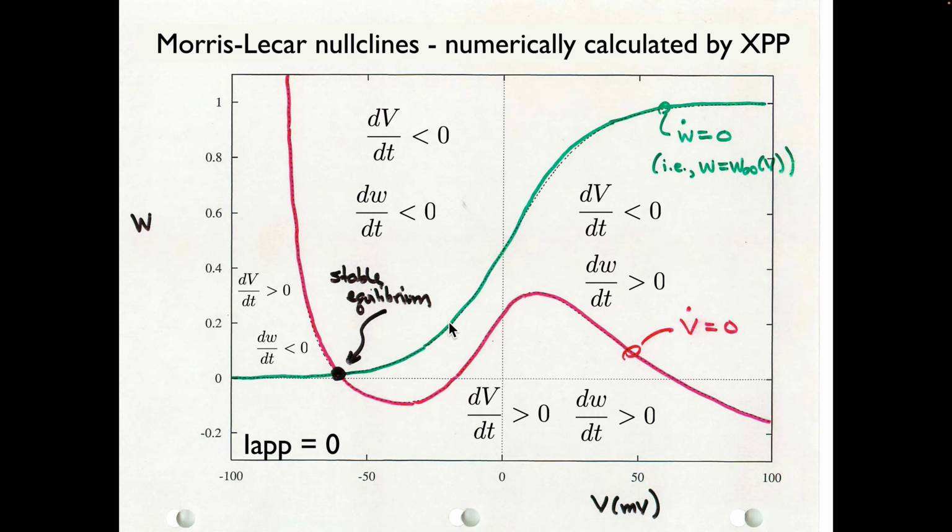A similar statement can be made about voltage. The voltage is decreasing in this region and decreasing in this region, whereas it's increasing in this region and increasing in this region. So when you're below the voltage nullcline here, the rate of change of voltage is positive, and when you're above the voltage nullcline, the rate of change is negative.